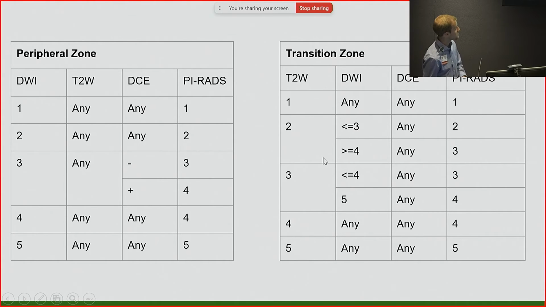And that's generally the same for the transition zone, but it does bump you up from 2 or 3. The DWI can actually be what changes you from a 2 to 3 or from a 3 to a 4 there. So these are what they're looking at.